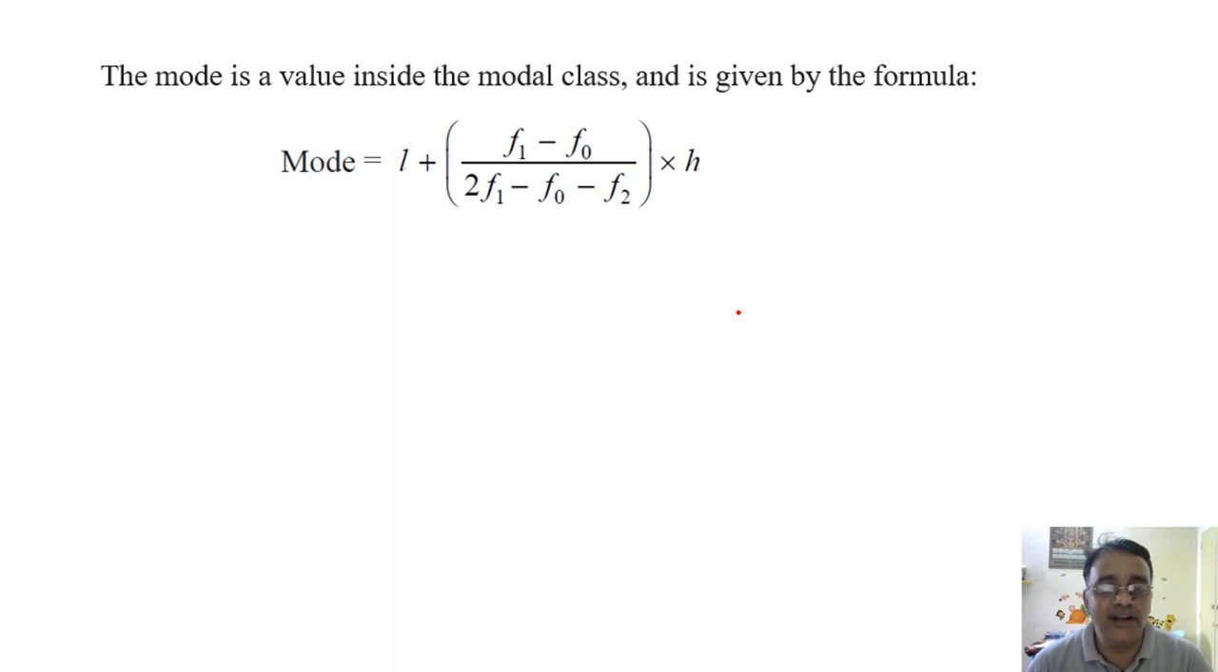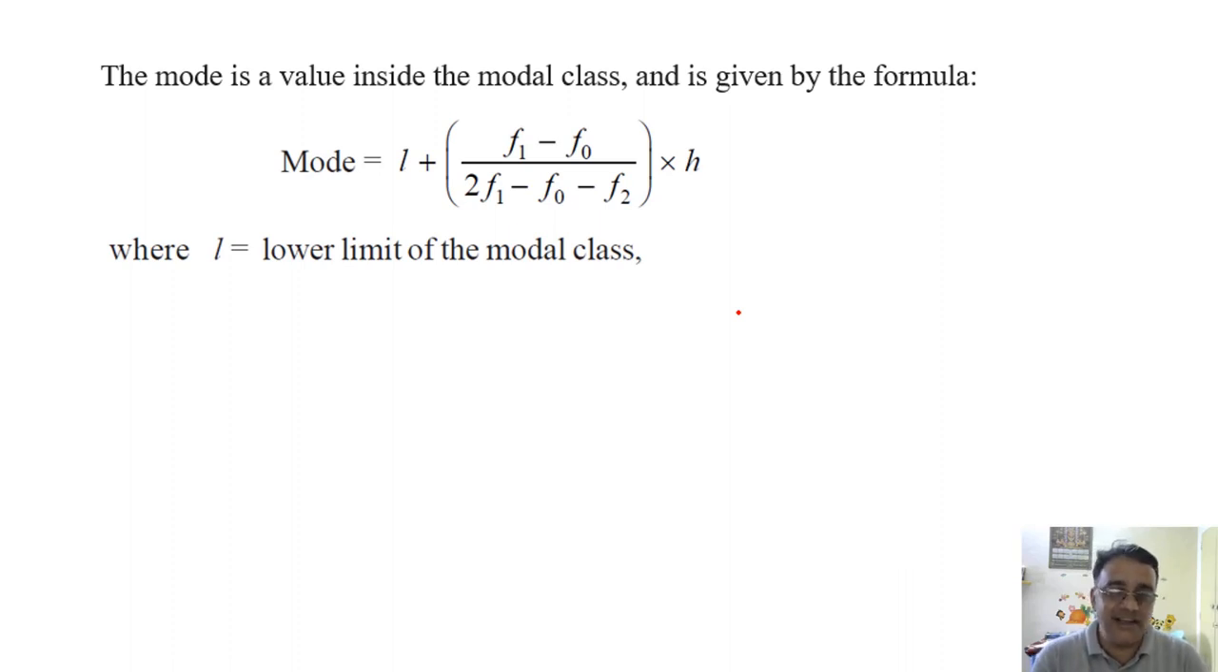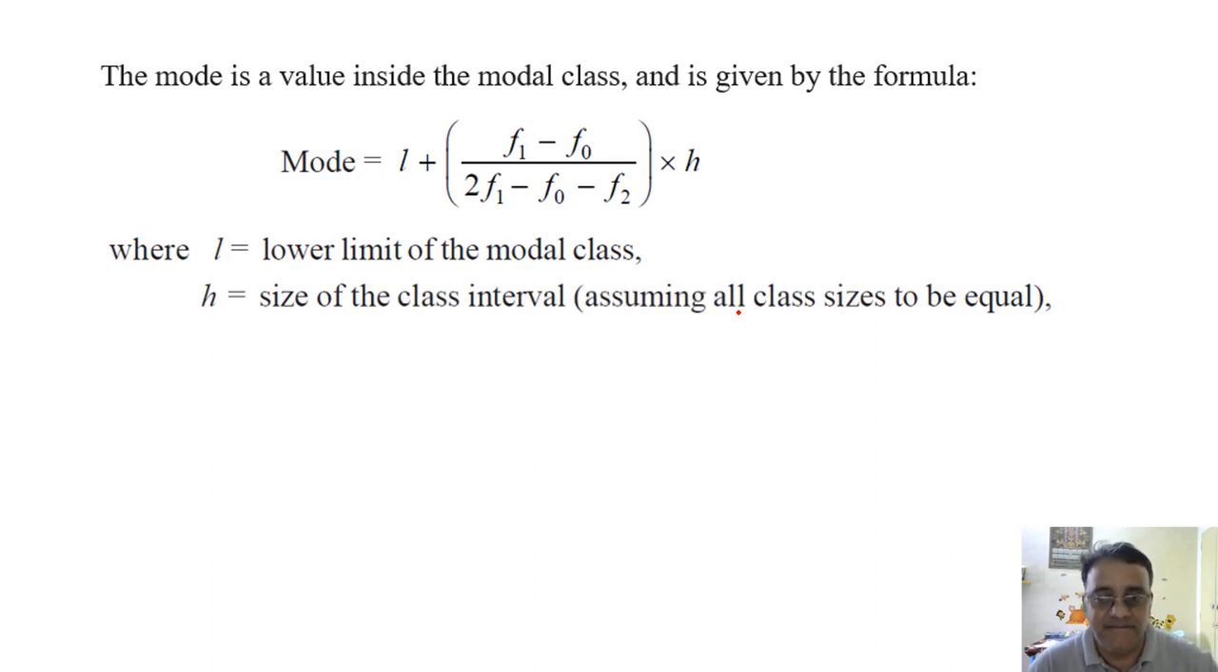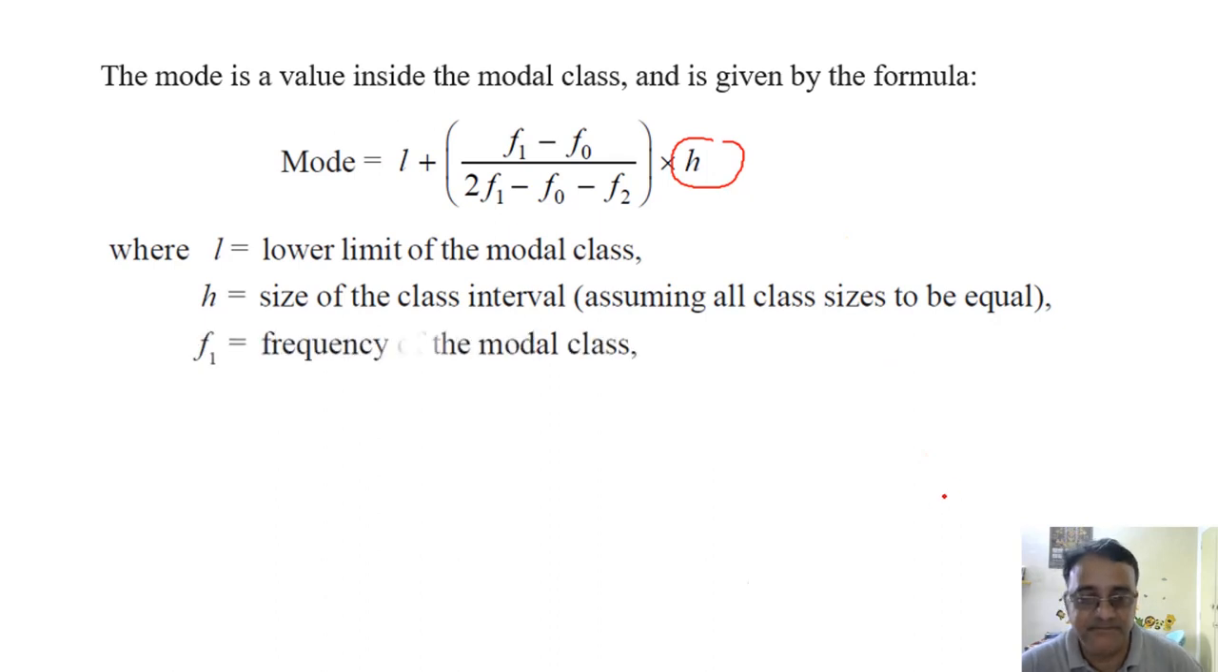L is the model class, lower class of model class. Okay, lower limit of model class. मॉडल क्लास क्या है, जिसका फ्रीक्वेंसी सबसे ज्यादा है. आई रिपीट, model class is the class interval whose frequency is maximum. Now F1 is the frequency of that model class and H is the size of the class interval. F0 जो है F1 से पहले का क्लास फ्रीक्वेंसी और F2 F1 के बाद का फ्रीक्वेंसी.